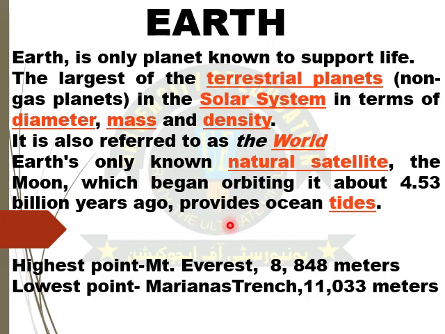Earth has a natural satellite, the Moon, which began orbiting about 4.53 billion years ago and provides ocean tides.